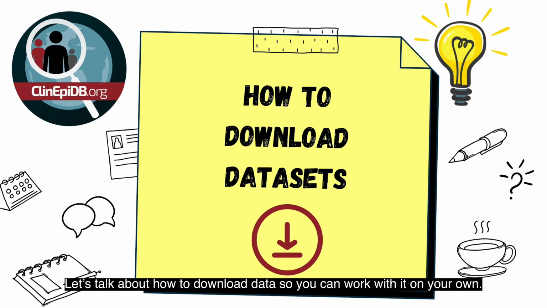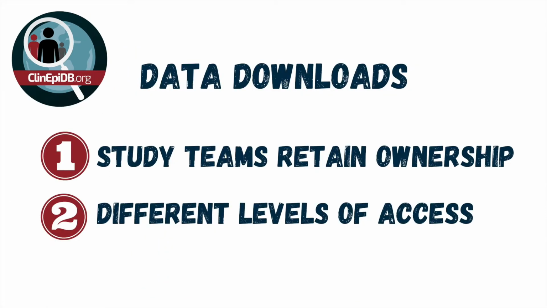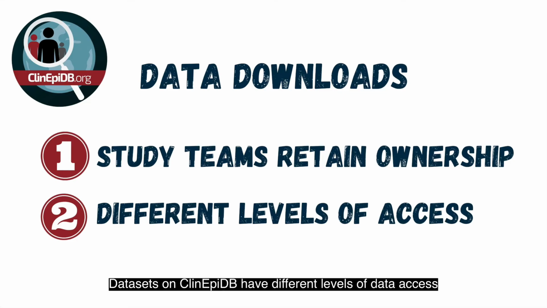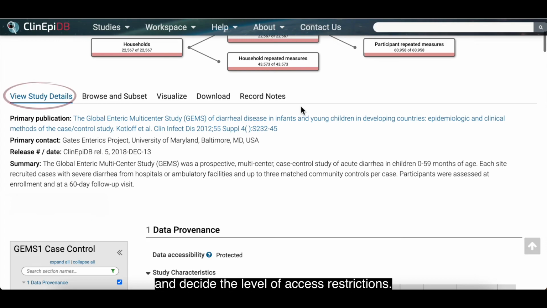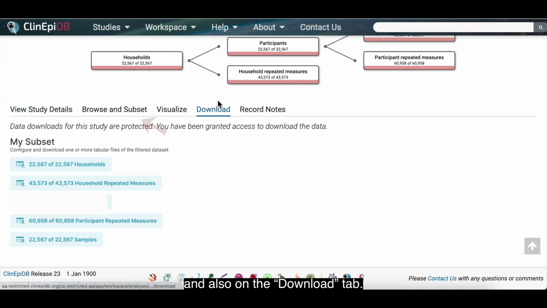How to download data from ClinEpiDB. Let's talk about how to download data so you can work with it on your own. Datasets on ClinEpiDB have different levels of data access since the study teams who share their data always retain ownership and decide the level of access restrictions. On the Analysis page, access level is noted on the View Study Details tab and also on the Download tab.